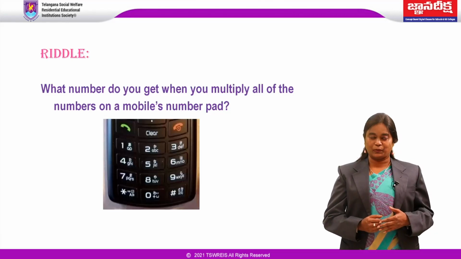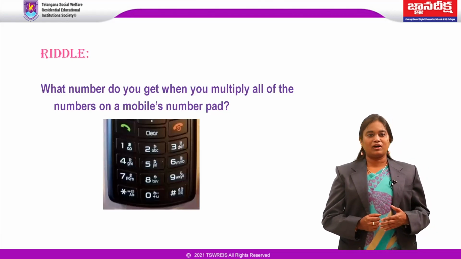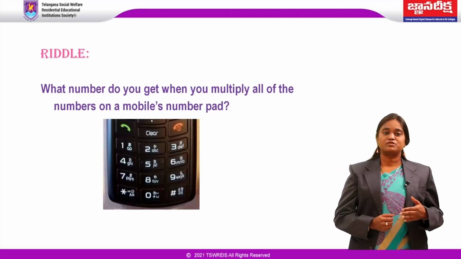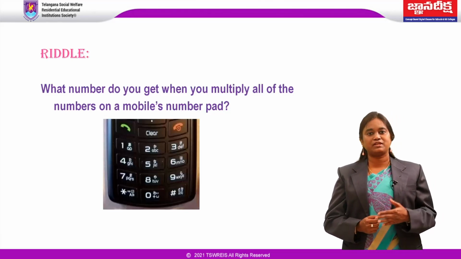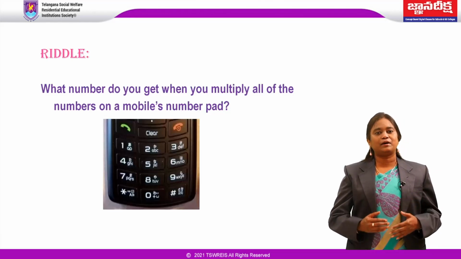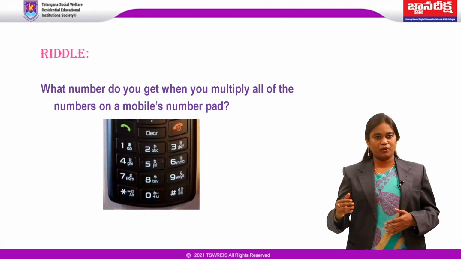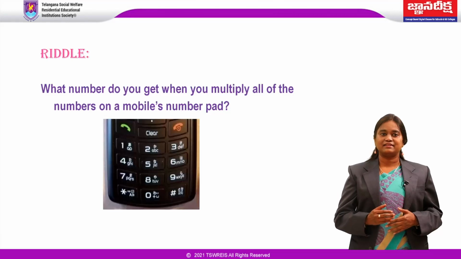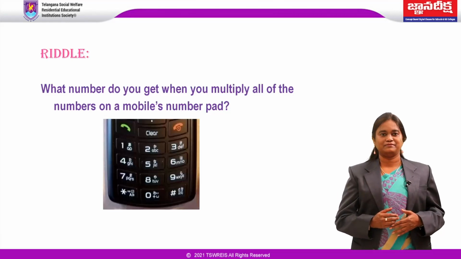The answer is 0, right? Because we have the digits 0, 1, 2, 3 to 9 on the number pad, and we know that any number multiplied by 0 is 0. Hence, the answer is 0.